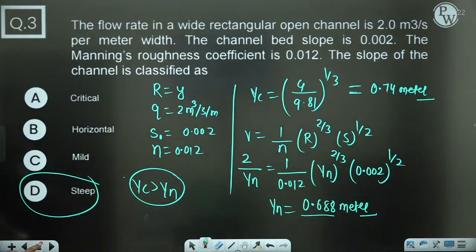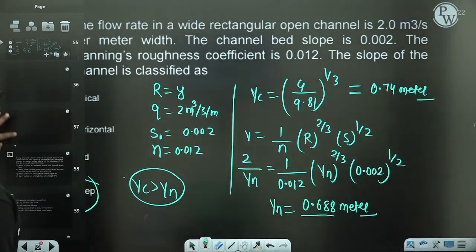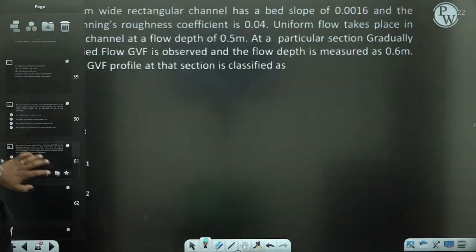Okay. Try one more question. Try this one also.